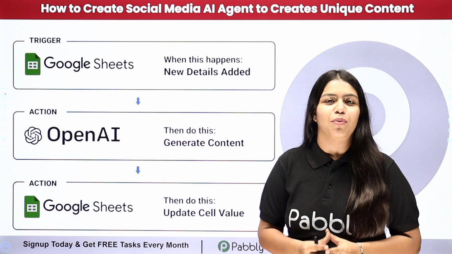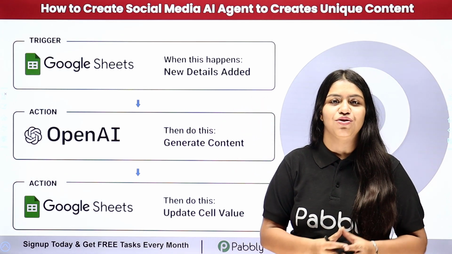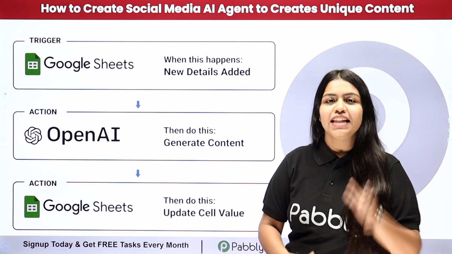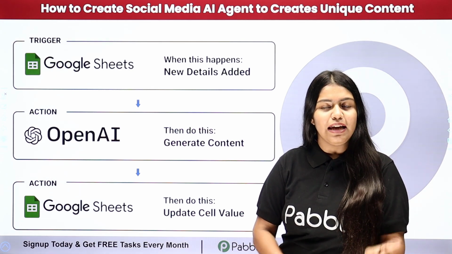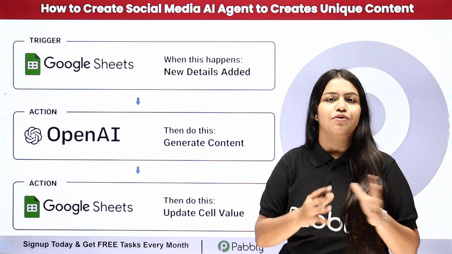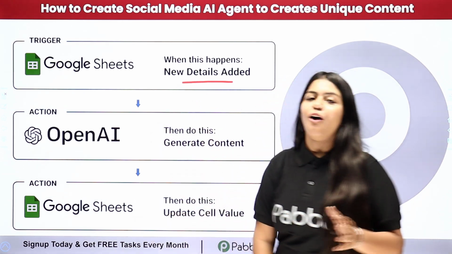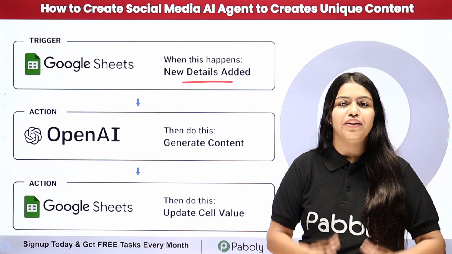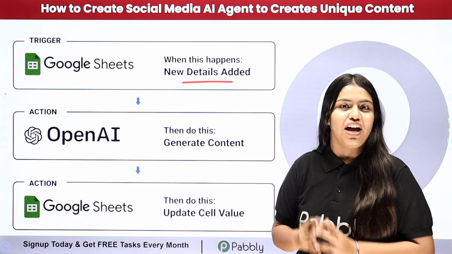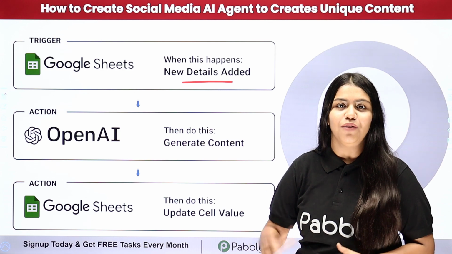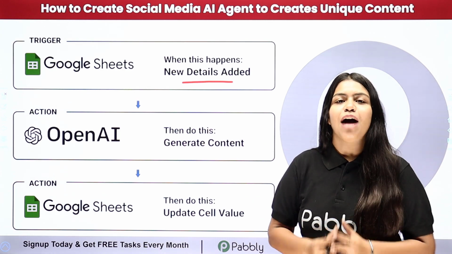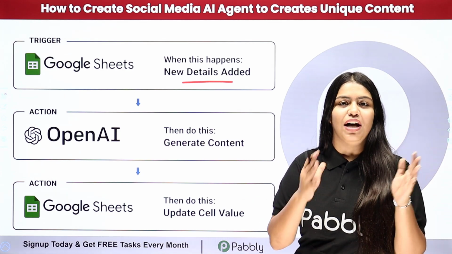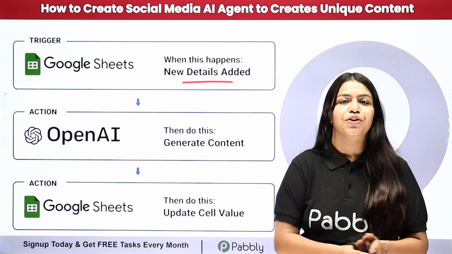But to solve this problem, I've simply created this automation where as soon as I add the content theme, image, video description and the platform name in my Google Sheets, automatically my AI agent, which is OpenAI, is going to generate the captions and the hashtags according to the same platform which I've entered. And further, I'm just going to add that generated content once again into my spreadsheet for further review.